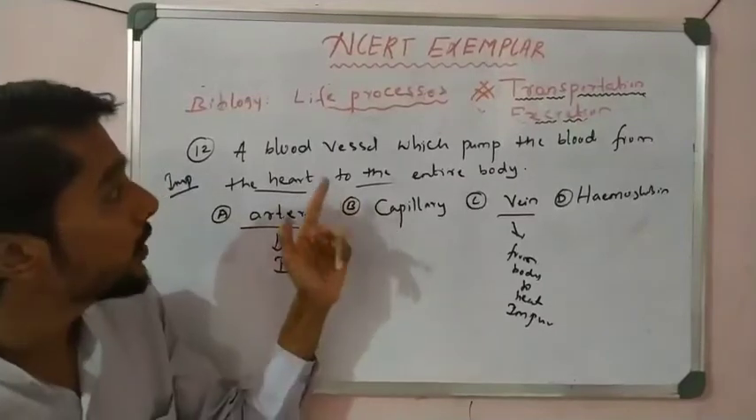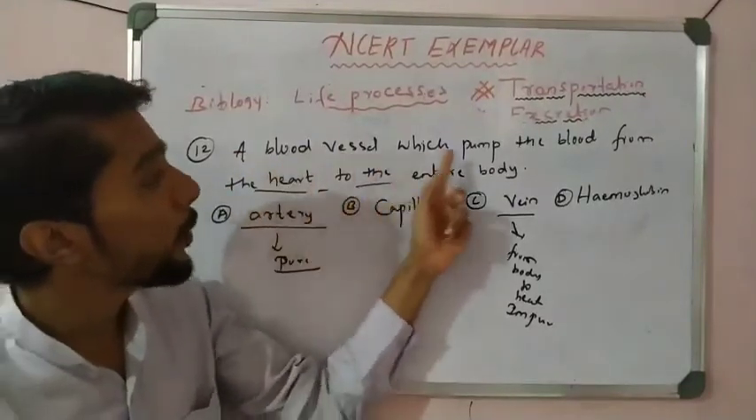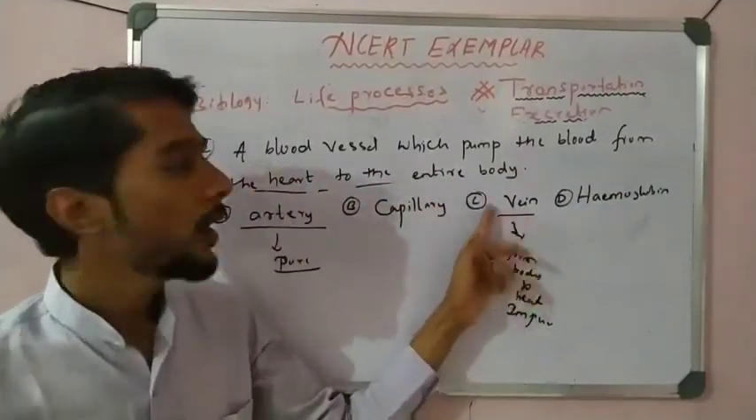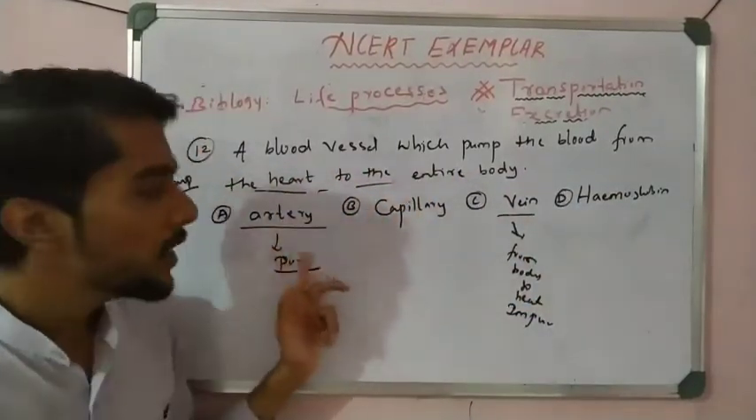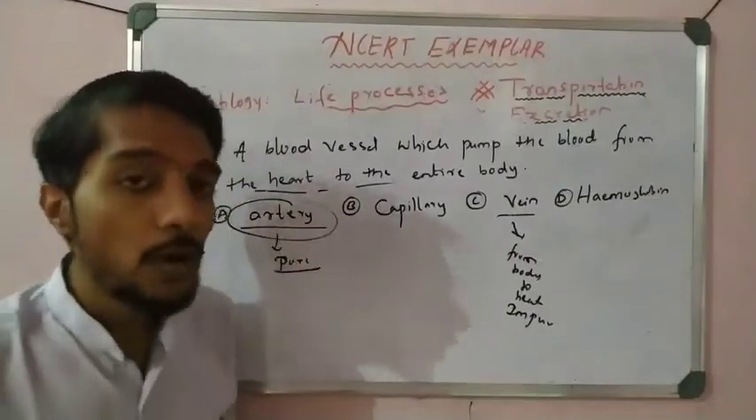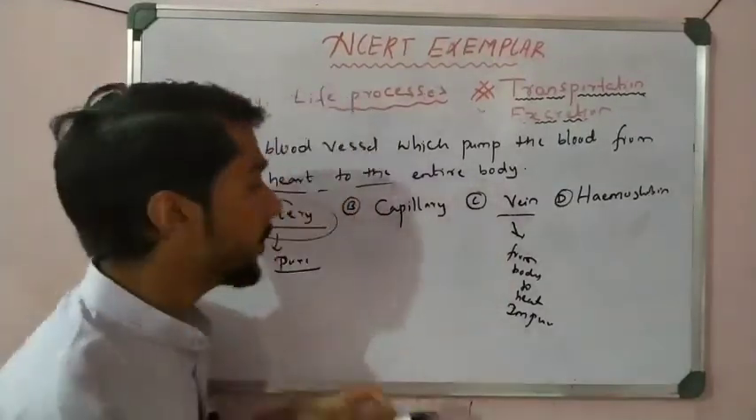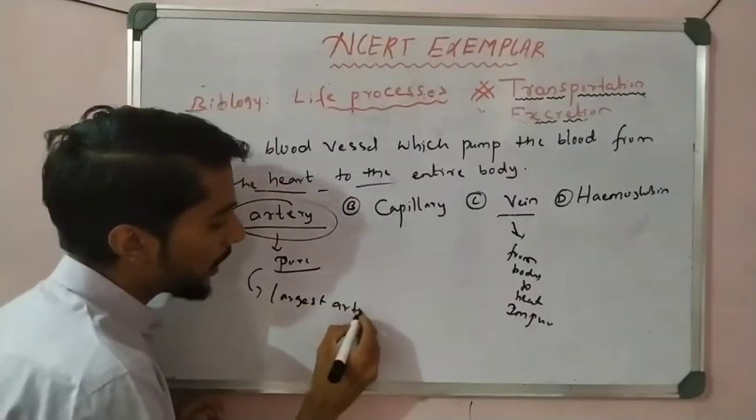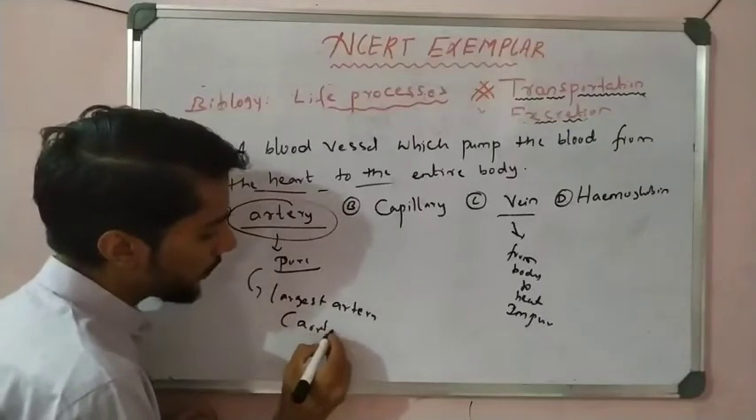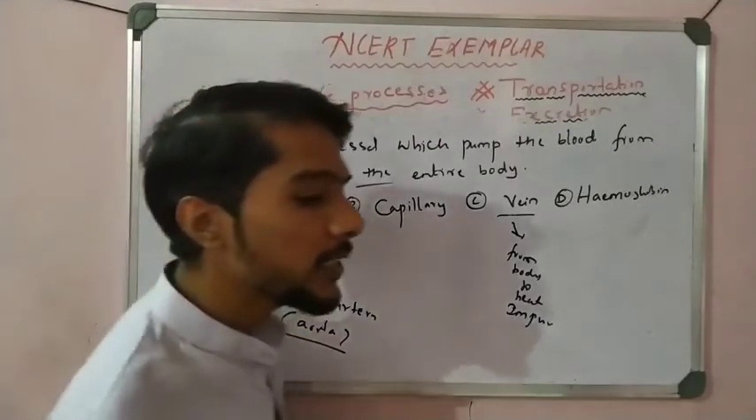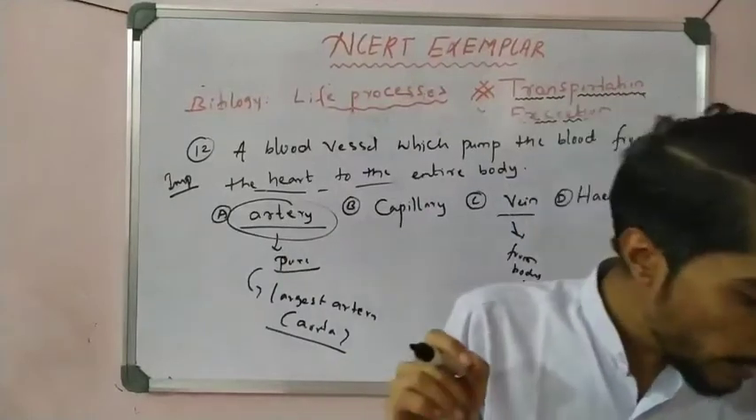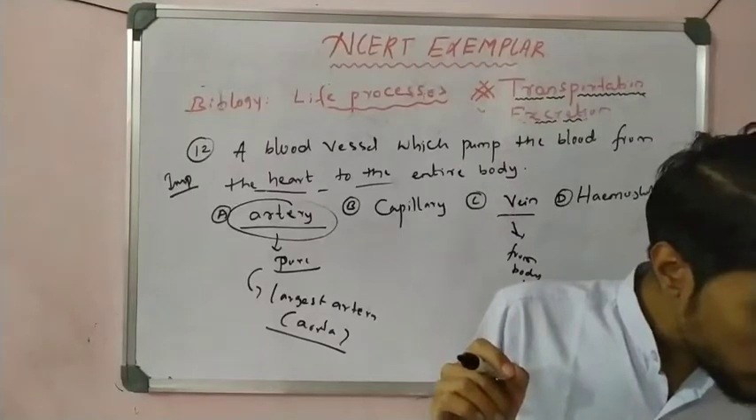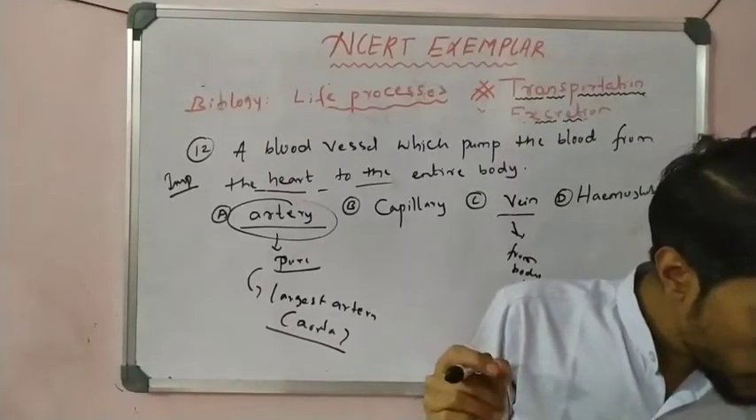So reverse the question, flip the question: the blood vessel which carries the blood from the body to the heart, the answer is veins. From the heart to the body, that is artery. That is important. And also the largest artery in the human being, what is it? Aorta. Aorta is the largest artery in the human body. So you have to remember this, students. This is very important to remember. Now let us come to another question.